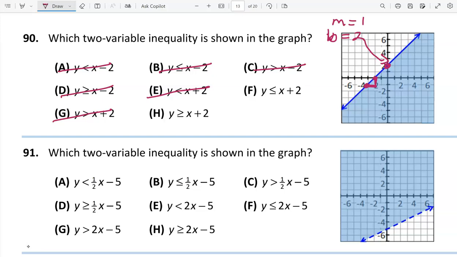Next, we just have to determine where the shading is. The shading is on the bottom portion of the line. That means that y values are smaller than the y values on the line. That tells us this is choice F.